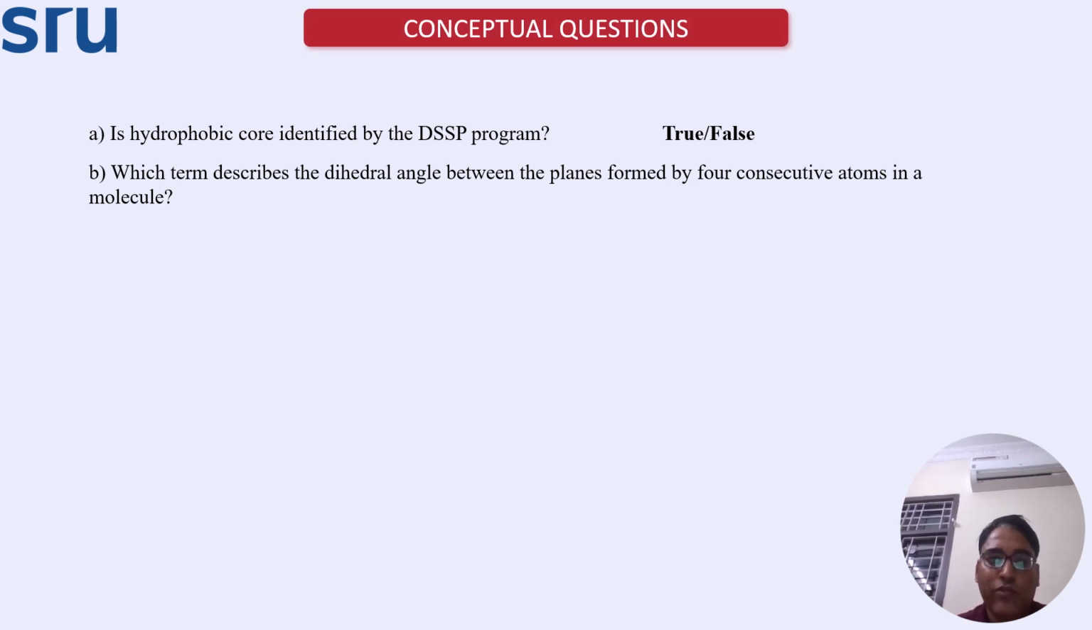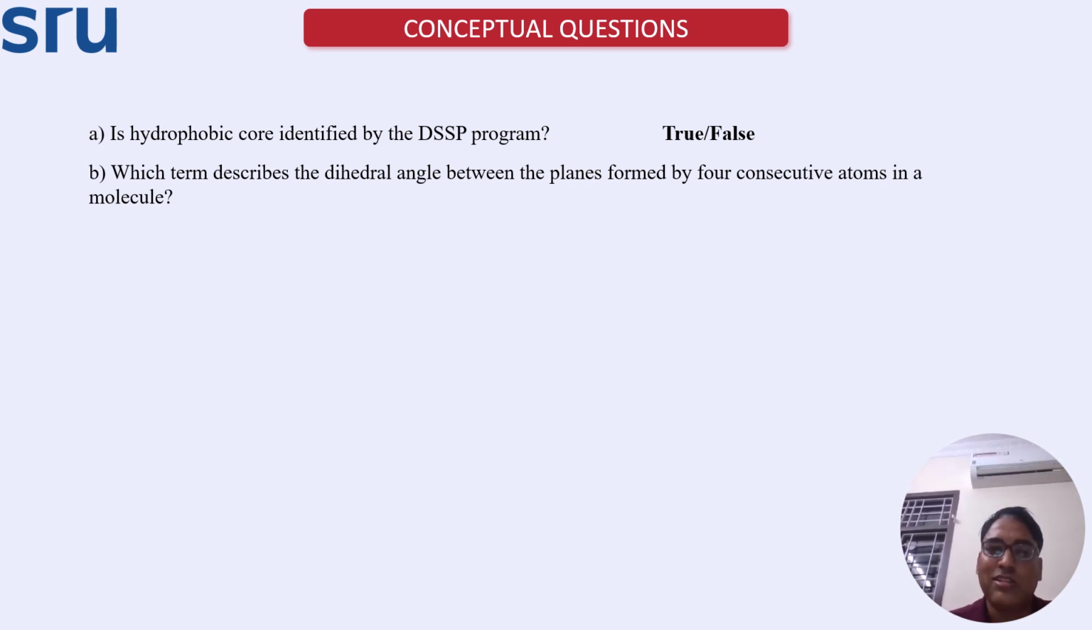Now let us resolve a few conceptual questions also at the end. Is the hydrophobic core identified by the DSSP program? DSSP, that is Dictionary of Secondary Structure in Proteins, properly assigns the secondary structure uniformly in all the proteins, but it does not find the hydrophobic core. In the complete structure, what the hydrophobic core is, DSSP does not know. DSSP only assigns the secondary structure for each amino acid. So the answer is false.